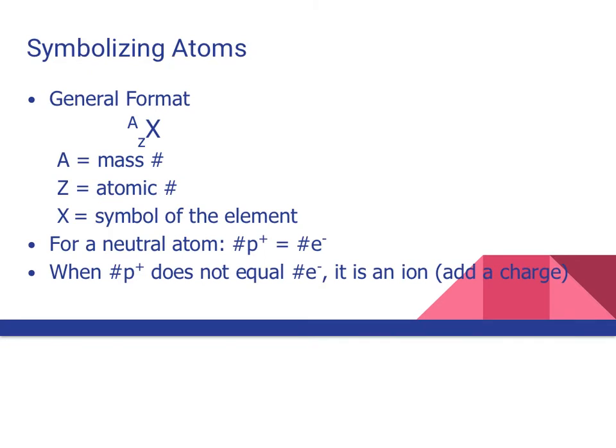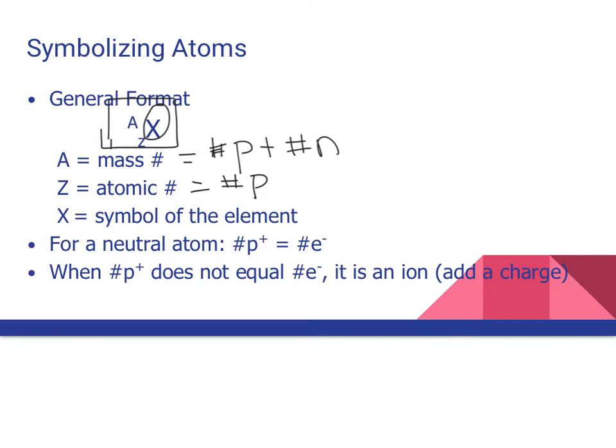When we symbolize atoms then, there is a general format that we use, and the general format looks like this. A superscript of A, subscript of Z, followed by X. Where A is equal to the mass number, remember we just established that the mass number is also equal to the number of protons plus the number of neutrons. And where Z, that bottom number, is equal to the atomic number. And remember, the atomic number is equal to the number of protons. X here is going to represent the symbol of the element then.